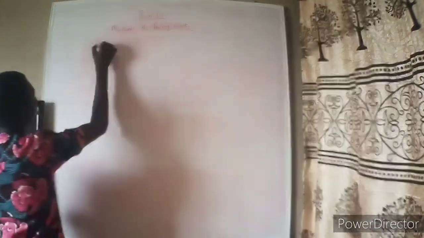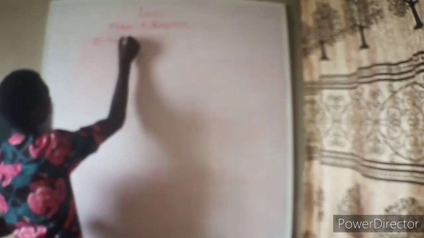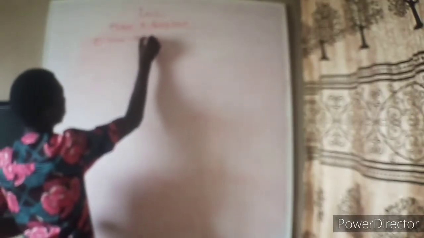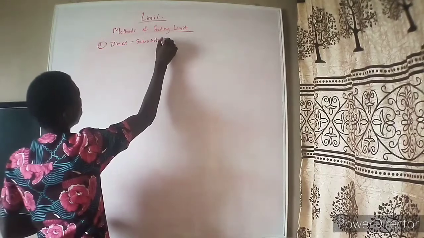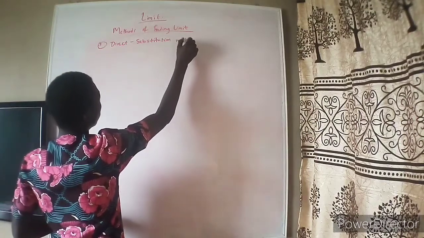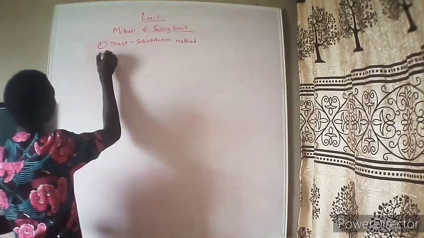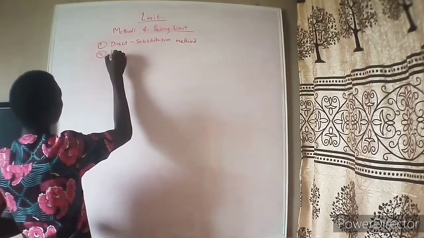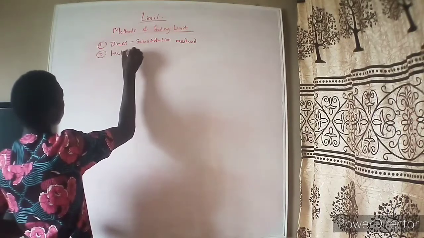So the first method is the direct substitution method. And the second one is the factorization method.